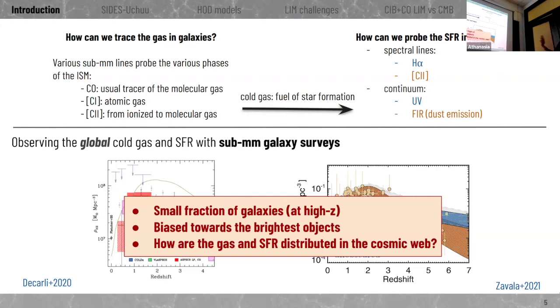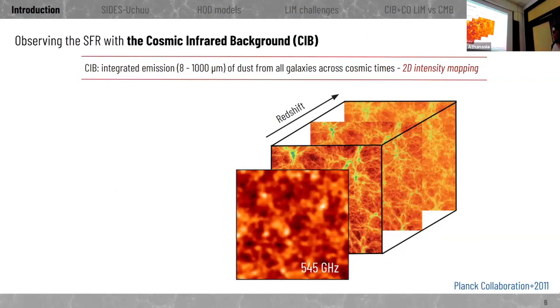So as a complementary method to what the galaxy surveys can do to alleviate these limitations, we can focus on mapping the cosmic infrared background. The cosmic infrared background is the total emission of the dust in the galaxies across cosmic times. So if we observe at a certain frequency, we get a 2D map like this, that practically is the total emission of the dust along the line of sight. So this 2D map can give us the distribution of the underlying matter.